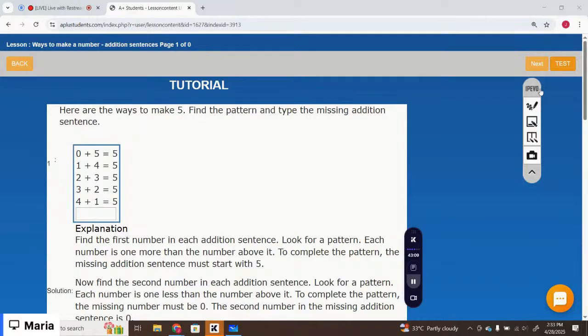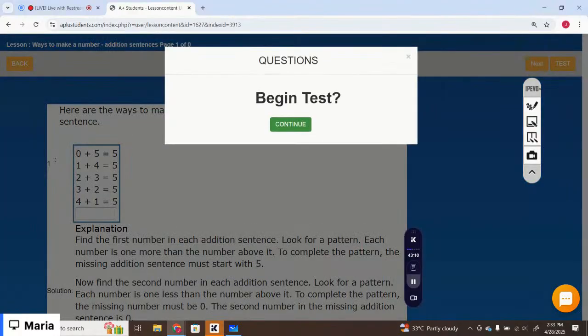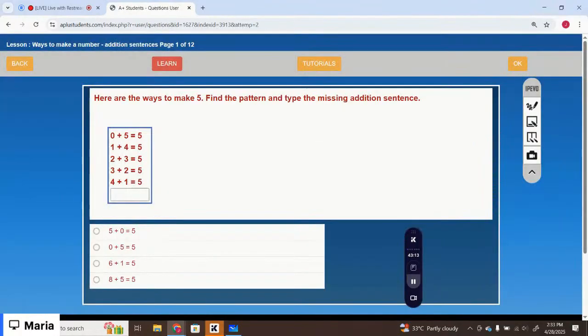Let's just start with the test question. The ways to make 5. Find the pattern and type the missing addition sentence.